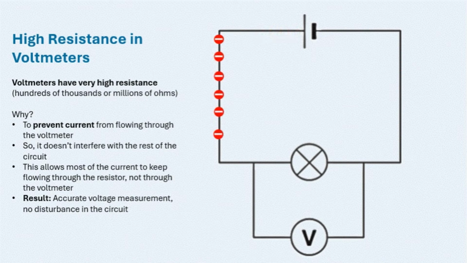As a result, almost all the current continues to flow through the component we are measuring, for example, through the light bulb instead of being diverted into the voltmeter. This means that the circuit is not disturbed, and the current flowing through the light bulb remains the same as it would be without the voltmeter. Because of this, the voltmeter gives us an accurate measurement of the voltage across the light bulb, without changing the way the circuit works. This is very important because we want to measure what is really happening in the circuit, not something that has been changed by the measuring instrument itself.